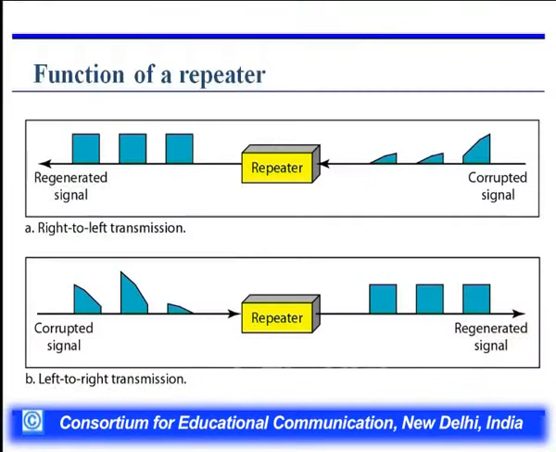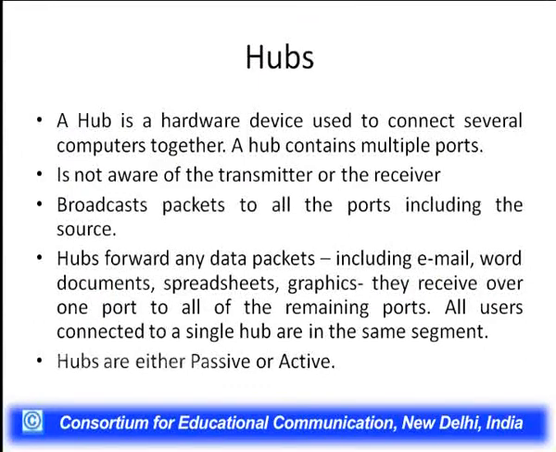So you can see here in this diagram also that the repeater accepts a corrupted signal and it gives a regenerated signal. So we have two types of transmission, left to right transmission and right to left transmission, which is done by a repeater. The next device that we are going to talk about is a hub.